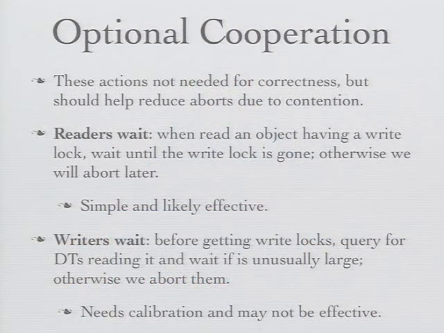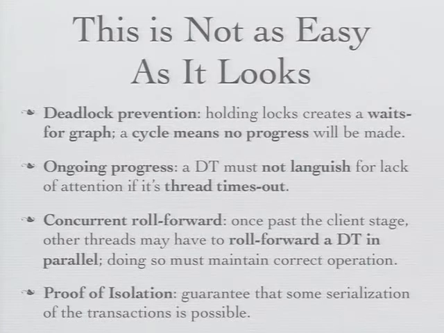So different threads can kind of switch off and roll forward different distributed transactions if they're blocking. That's the answer. Make sense? Transactions can cooperate. If you are reading an object and, hey, it has a write lock, you probably ought to wait. That's pretty much it. That probably works.